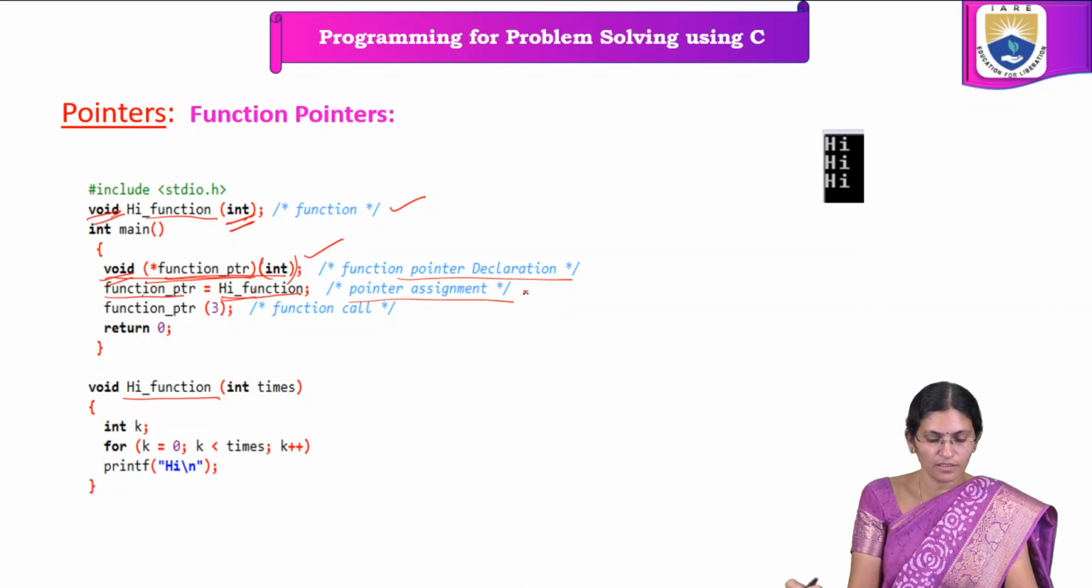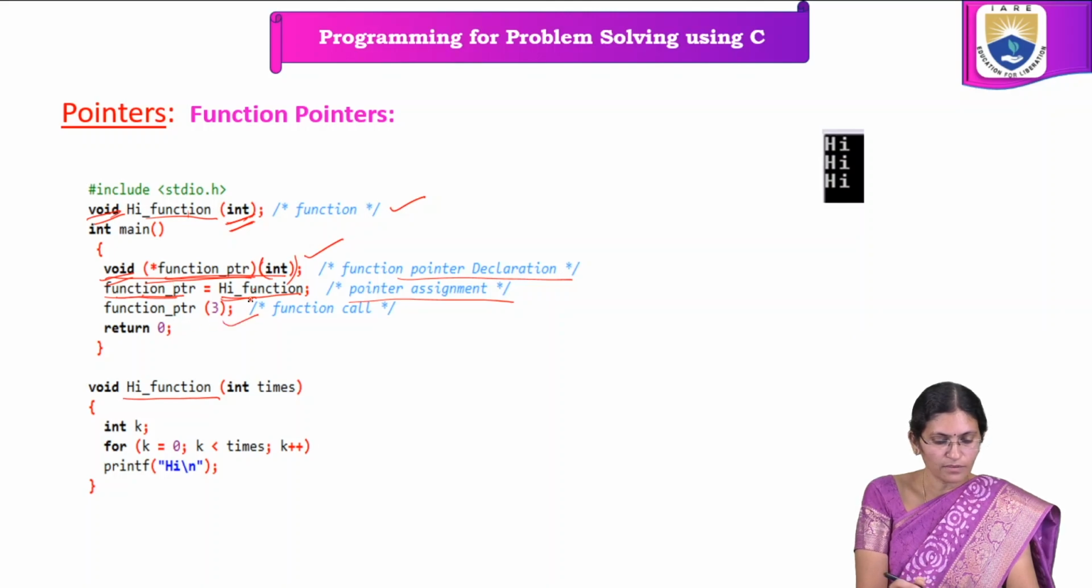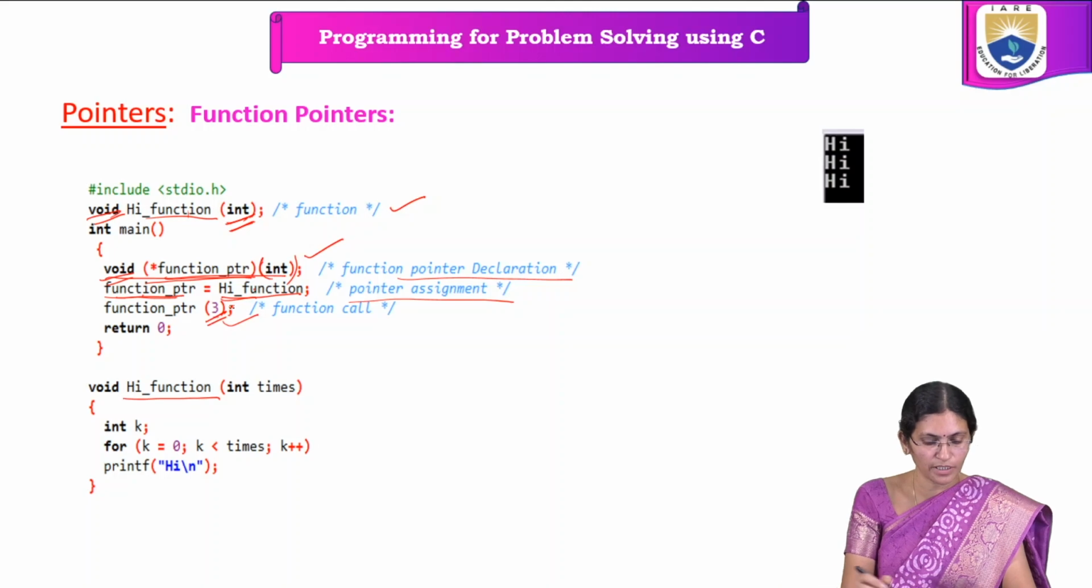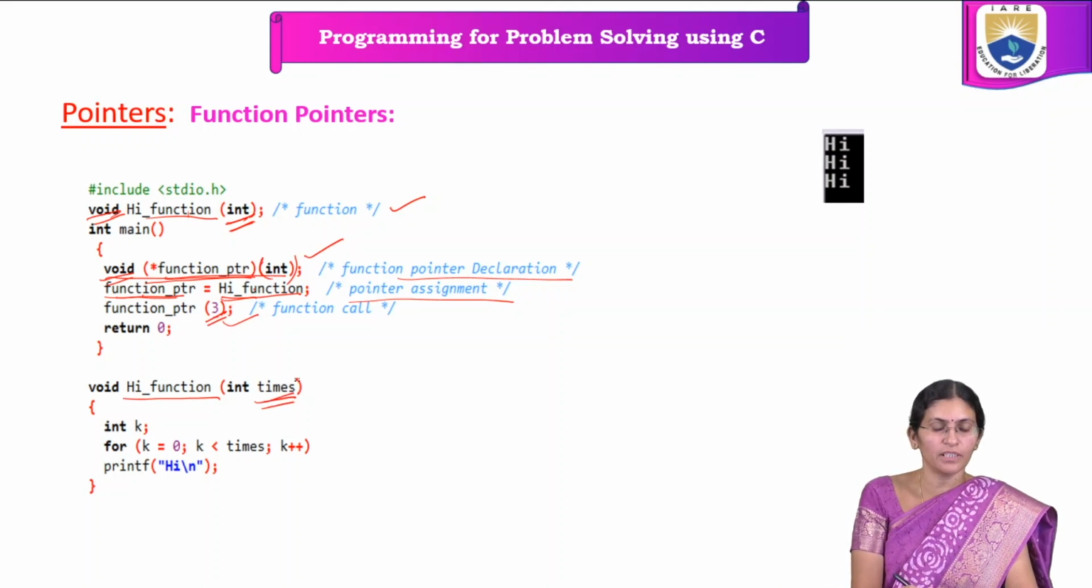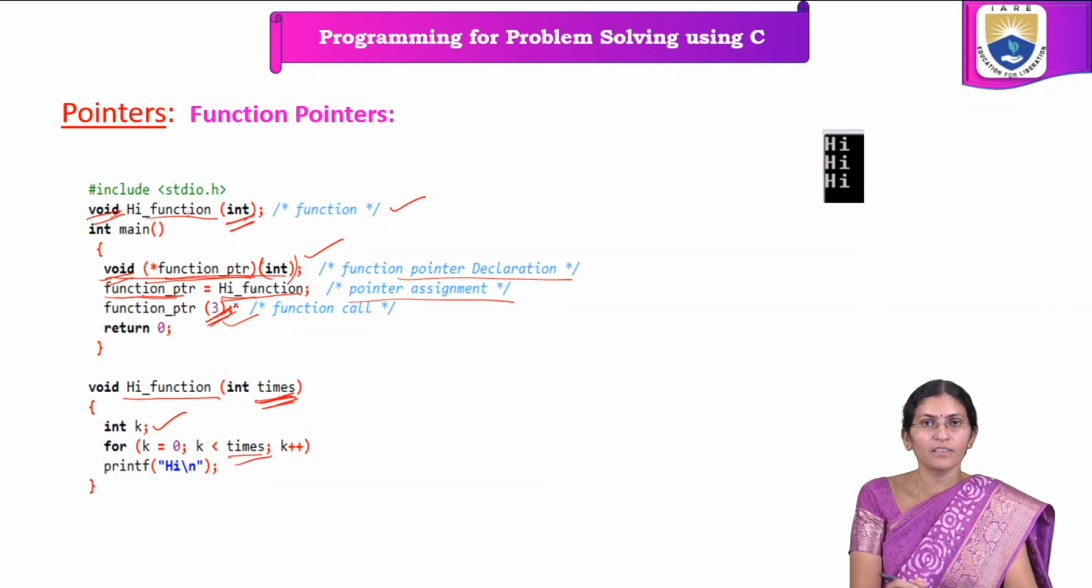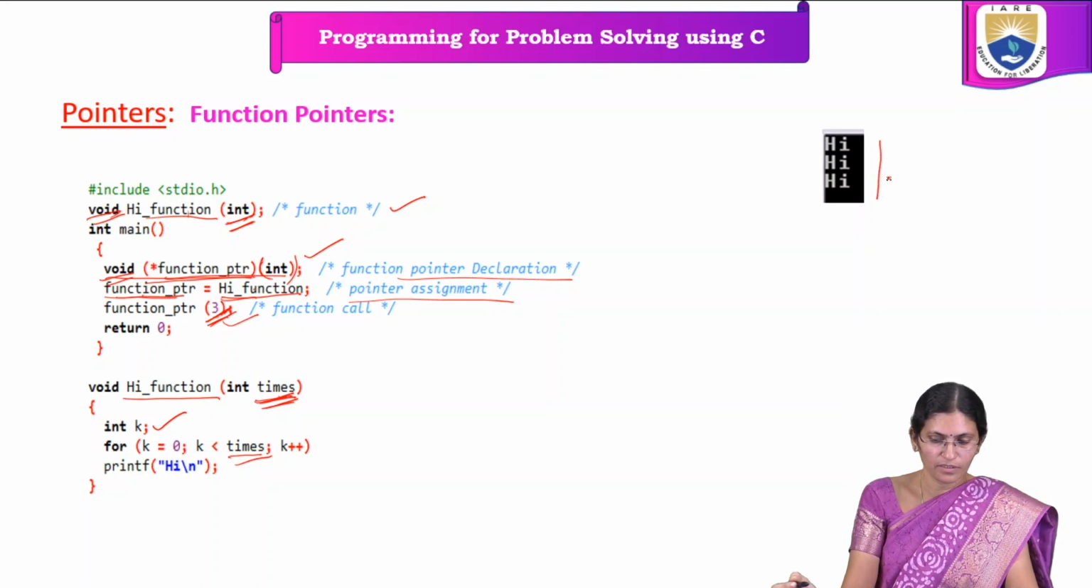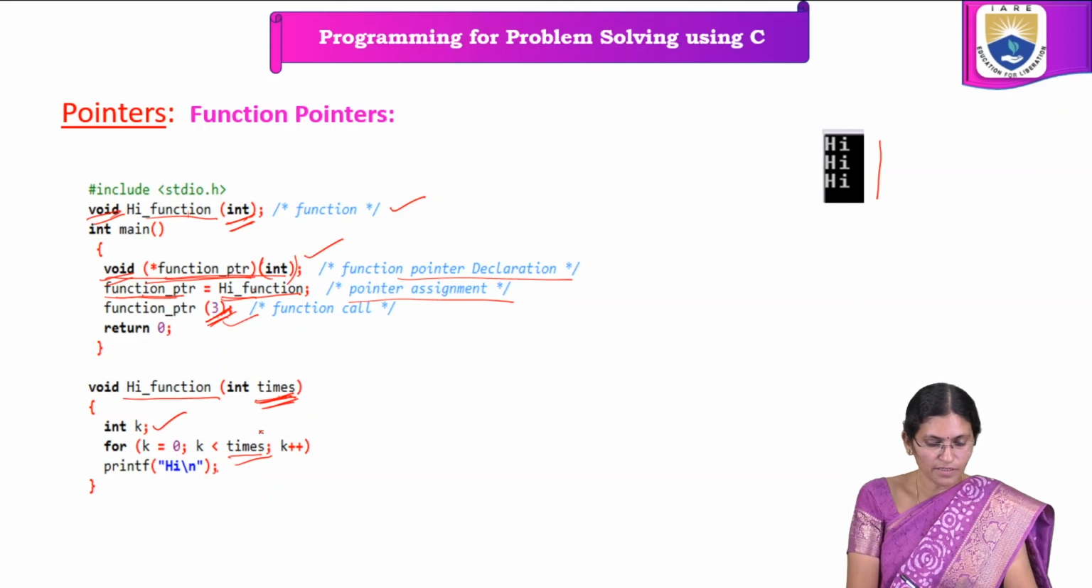So this is pointer assignment. We are assigning the name of the function to the function pointer, and then we are calling the function here. We are passing the value 3. This value is received by this variable times, so times is equal to 3. Inside this we have defined variable k is equal to 0. The loop will iterate for the number of times depending upon the argument or the value which we are passing, so it will iterate 3 times here. 0, 1, 2. It does not return anything to the calling function, it is just taking arguments from the calling function. Arguments are passed from the calling to the called function. So it will print high 3 times.